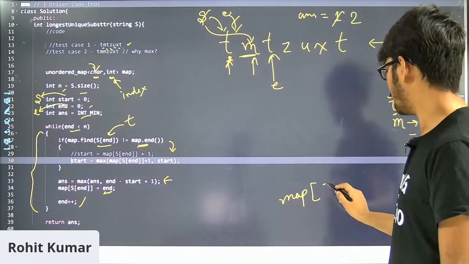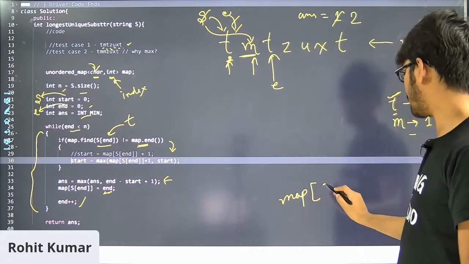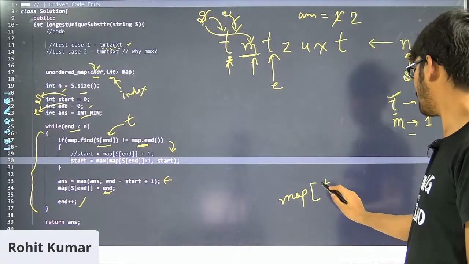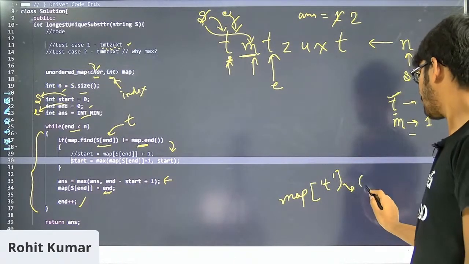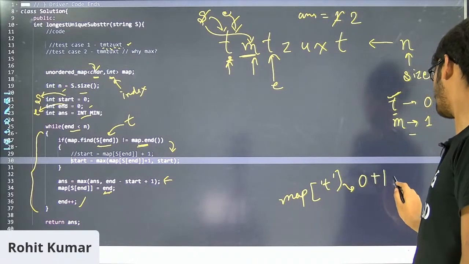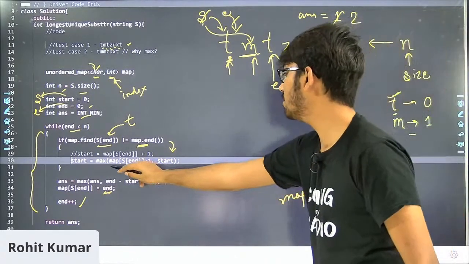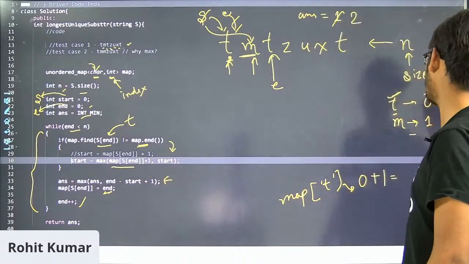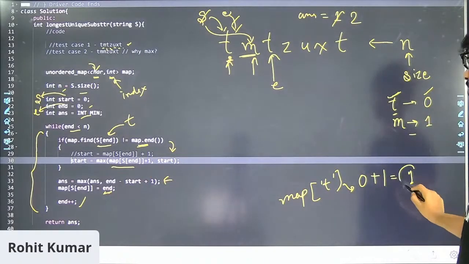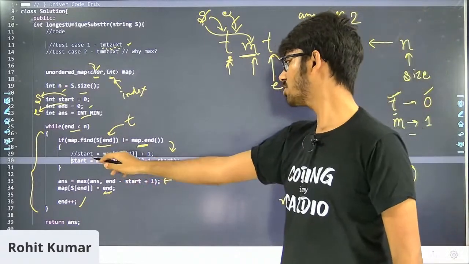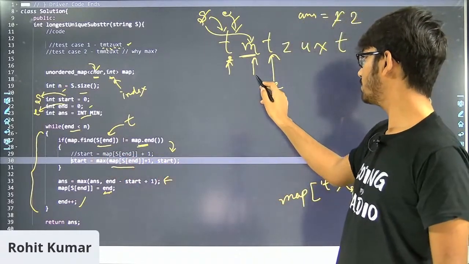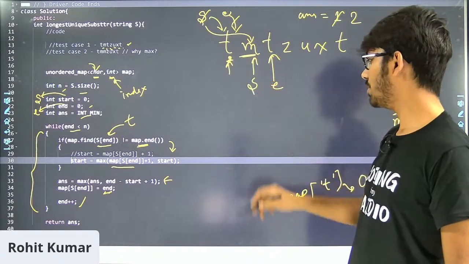Okay, so if I do map S end, it will be something like map at position T, right? This comes out to be 0 and you're doing plus 1 to it because eventually this will return the value, right? So value is 0. So 0 plus 1, you are making this 1, right? So what have you done? You have shifted your start. See, you're assigning this to start. So you have shifted your start, so your start will be pointing here.